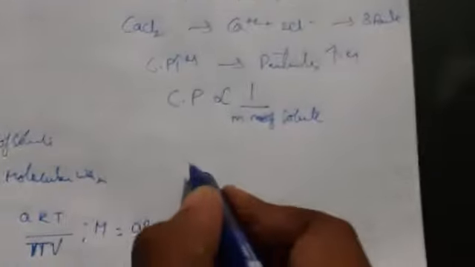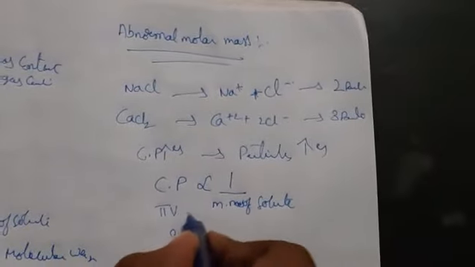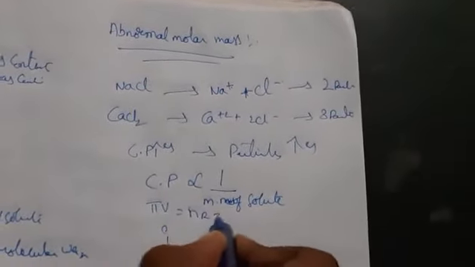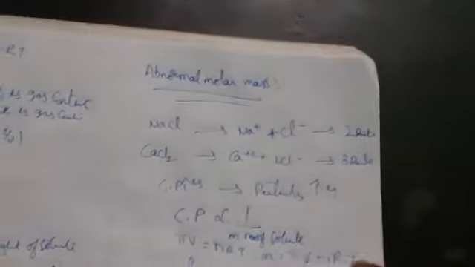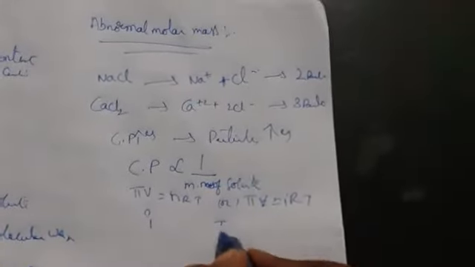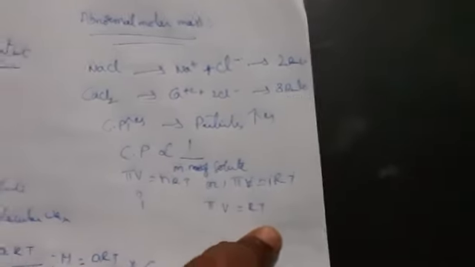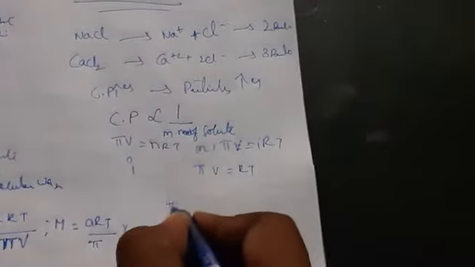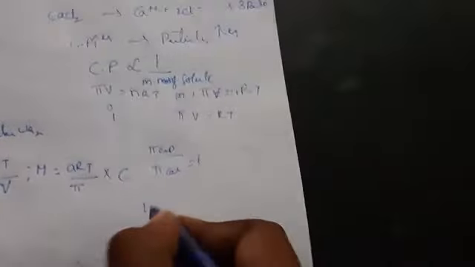Van't Hoff introduced a factor, which is i. As we derived, pi V equals nRT, or from experiment we can take pi V equals iRT. From the calculated value, pi V equals RT. So pi experimental divided by pi calculated is equal to i, the Van't Hoff factor, which accounts for the abnormal mass.